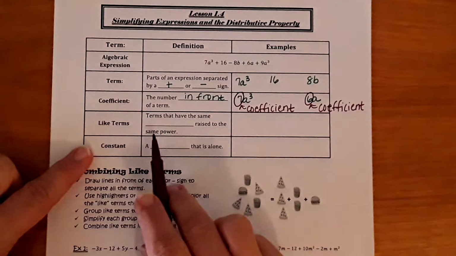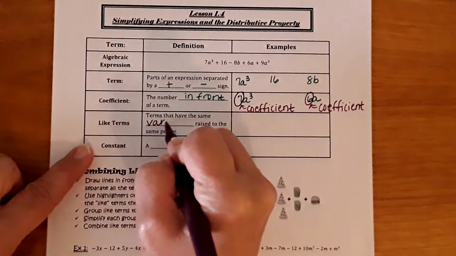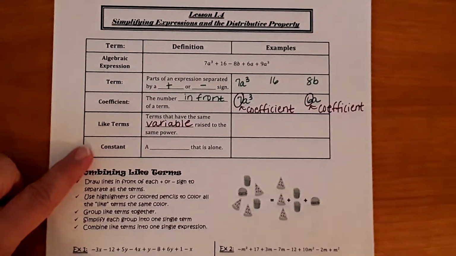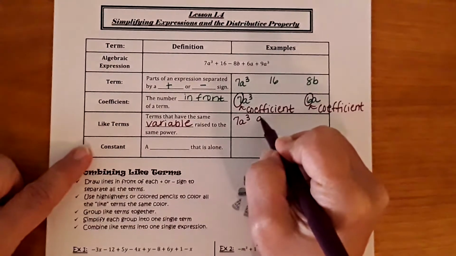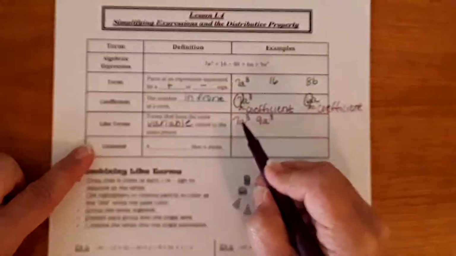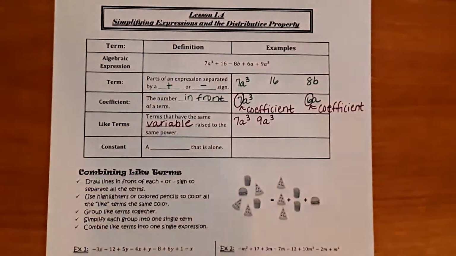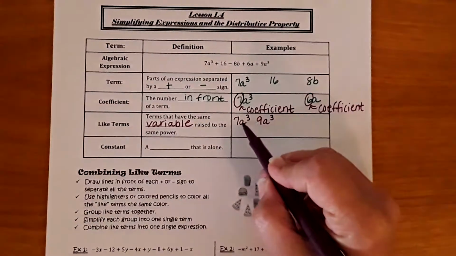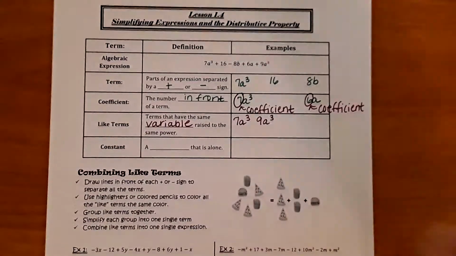Like terms are terms that have the same variable raised to the same power. So in order to be like terms, it would be something like 7a to the third and 9a to the third. They have the same variable and the same power. Those are like terms. The coefficients don't have to be the same, but the variables do. So a is a variable, 3 is a power. A is a variable, 3 is a power. They match. They are like terms.